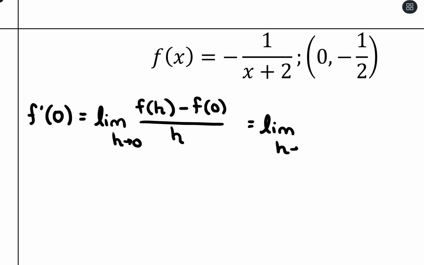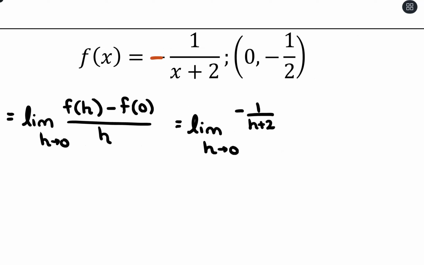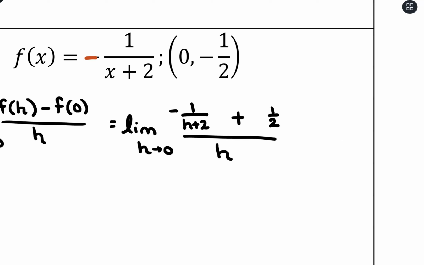So we want to be careful because we have this negative symbol out front. So we're going to have a negative 1 over h plus 2 minus f of 0, which is a negative 1/2. So we'll have minus a negative 1/2, which will be a plus 1/2. Let's go ahead and just simplify that with a plus 1/2 all over h. Okay, so my least common denominator, we're going to have a factor of 2. We're also going to have a factor of h plus 2.